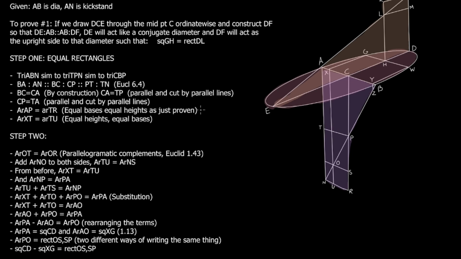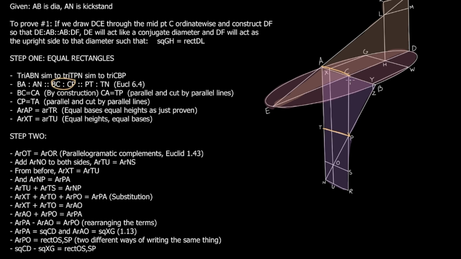Okay, so now this is the tricky step. We want to prove that the area AP is equal to the area TR. What we already know is that TP is equal to AC. But we don't know anything about this line TN. But we also know that AT is equal to CP. So we're going to use our triangle ratios.